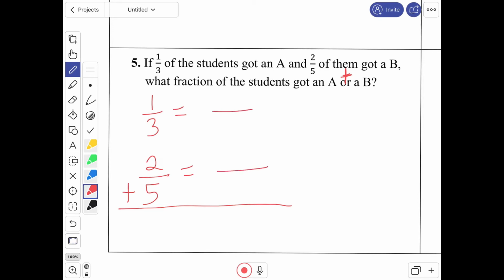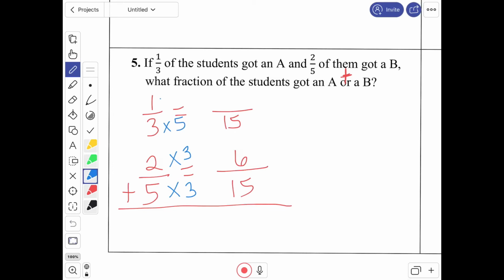We want to get a common denominator. So think about counting by 5s and by 3s. What would they have in common? 15 would be a good common denominator. So if I multiply 5 times 3, I get 15. Do the same thing on top. 2 times 3 is 6.